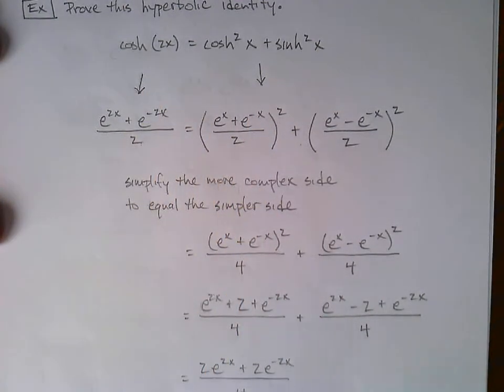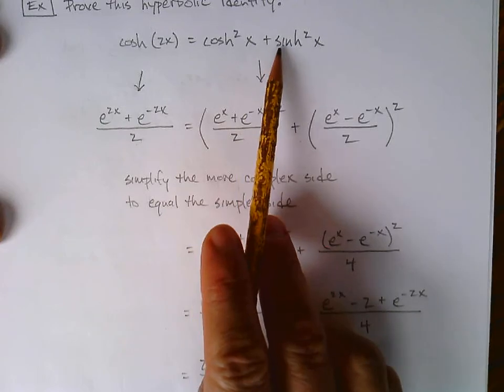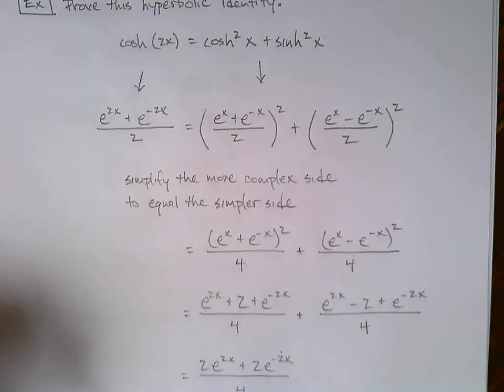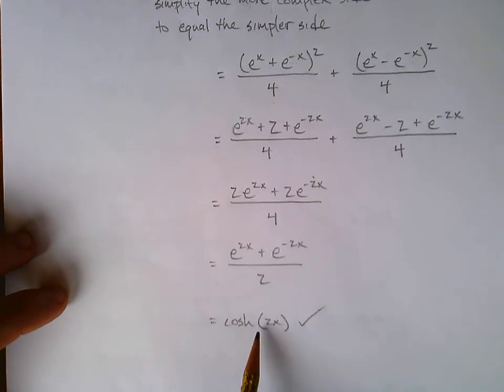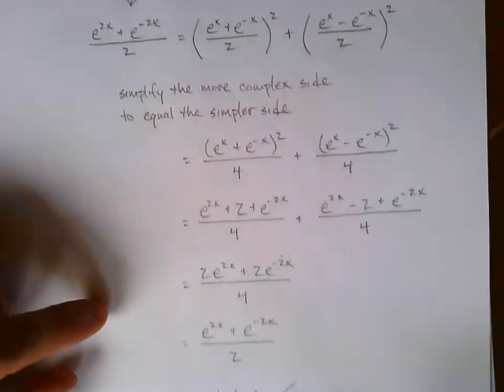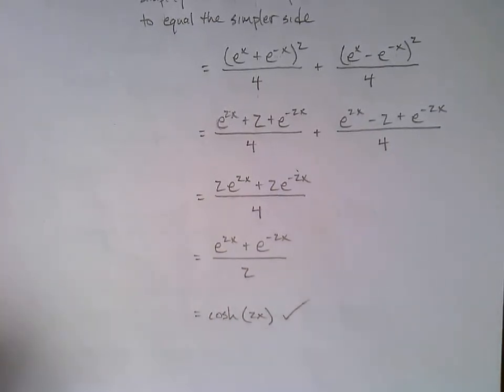And if we go back to see the whole problem, all this worked out. Really, we could have even started here, if we noticed this was the more complex side, and not even written this part, just gone from there to there to there, all the way down until we get it to equal cosh 2x. And then it's like we're saying cosh 2x equals cosh 2x, and we got it. Check.